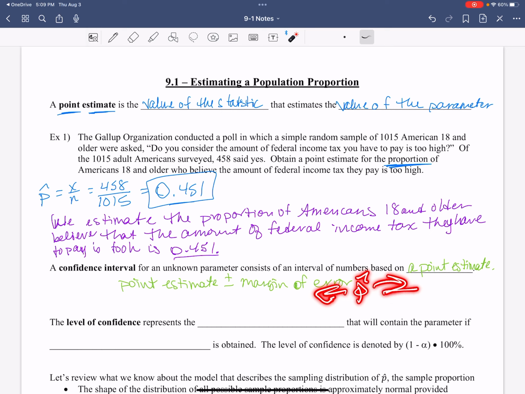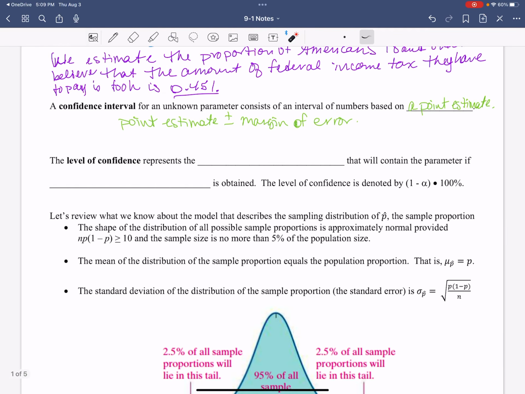That's what that means. Positive margin of error, negative margin of error with my point estimate in the middle. That's a confidence interval. And we're going to really dive into that more. So right now we're just getting the basics, but we're really going to dive into that confidence interval. All right, but let's just get some vocab down so then we can work with some of this a little bit.